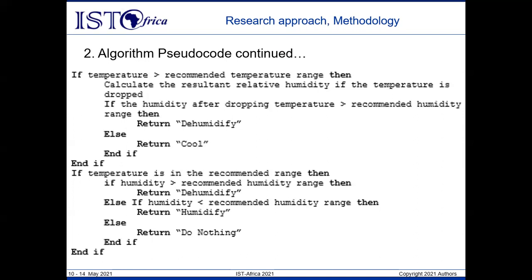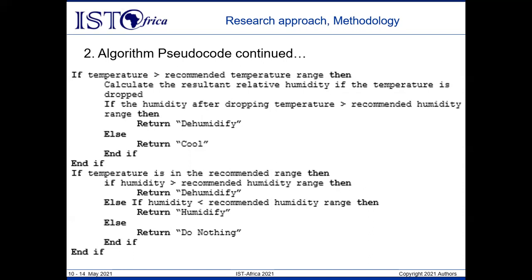But if the temperature is above the recommended range, what we do is just the same. We calculate the resultant relative humidity if the temperature is to be dropped to the recommended range. And then if this resultant humidity is above the recommended humidity range, we dehumidify first to remove the excess moisture in the air, and then we cool the air to the recommended temperature.